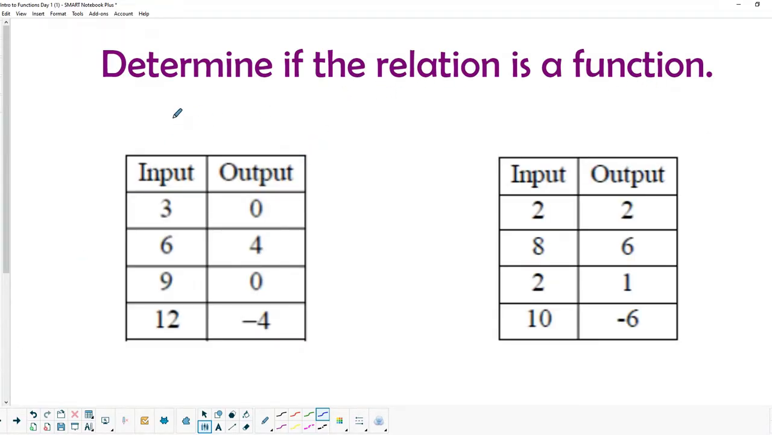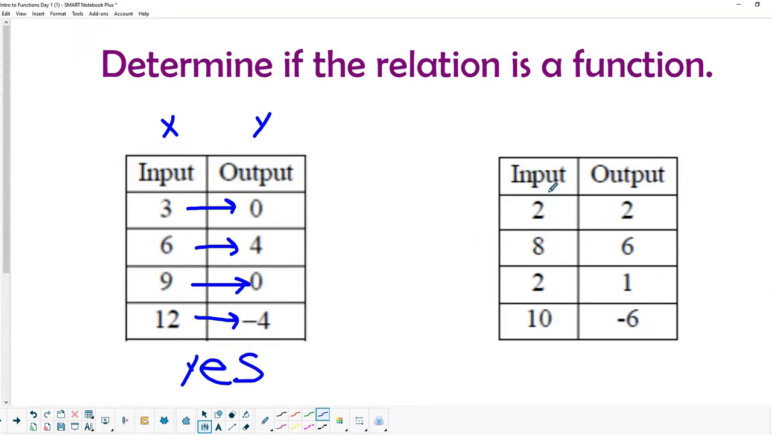If you look at this, we've got the inputs over on the left side, the x values, and the y values on the right side. Well, 3 only has an output value of 0, the input value of 6 has 4, 9 has 0, 12 has -4. See how each of these inputs only has one output? Even if the output is the same number, it's okay. It's just that each input can only have one of its own outputs. So in this case, yes, it's a function.